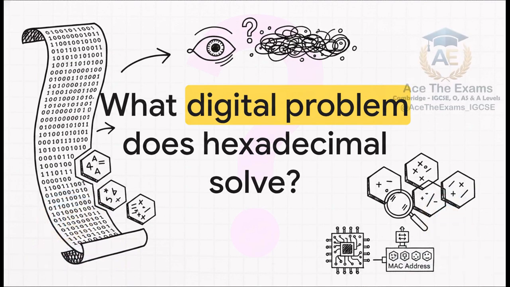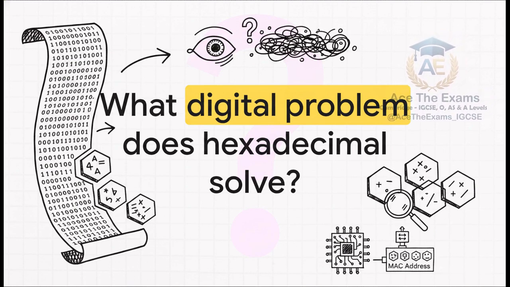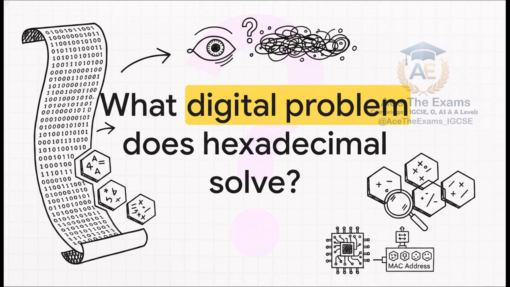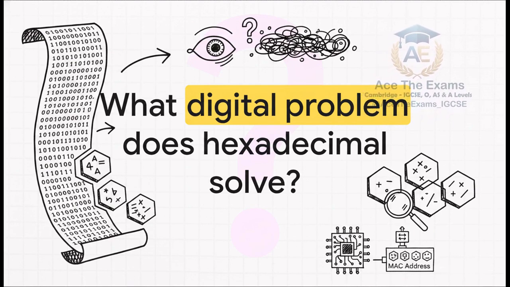Hexadecimal solves a very, very specific human-to-machine problem. Think about it. Computers read binary. They thrive on long, endless, microscopic strings of ones and zeros. But humans, we are terribly flawed when it comes to reading binary. We make massive mistakes when we try to look at 32 or 48 bits of continuous ones and zeros. Hexadecimal is the bridge. It compresses those insanely long binary strings into much shorter, way more manageable, human-readable chunks.